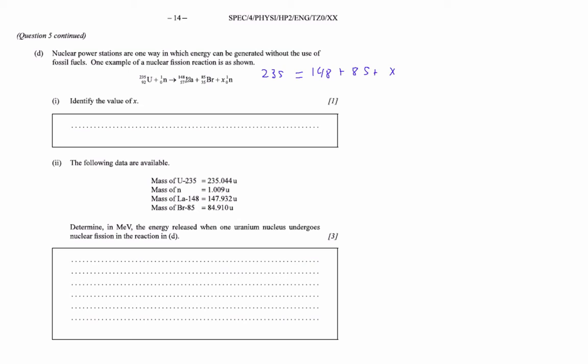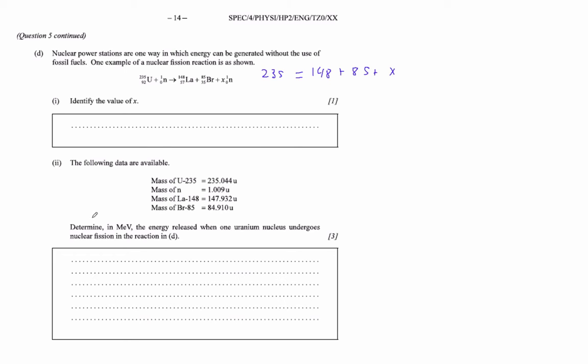I think I got the standard 3 neutrons, but you should figure that out yourself. And then, also, is it legitimate? Does this add up to 92? Of course it does. Okay, the following data are available, so they give you these masses. I don't know why they're rounding them so much.